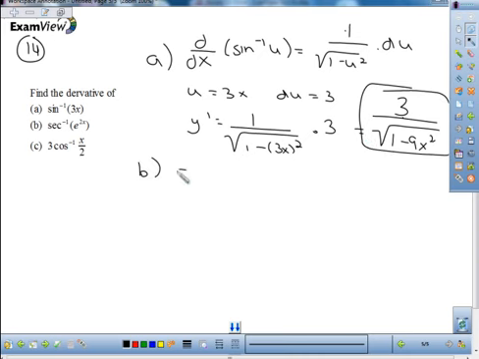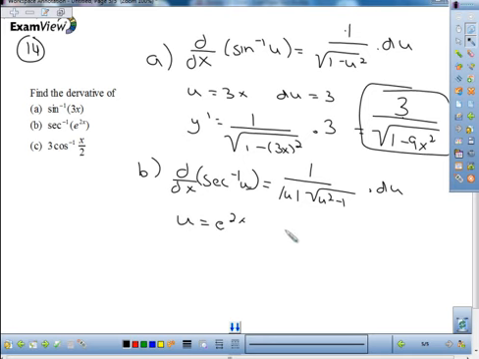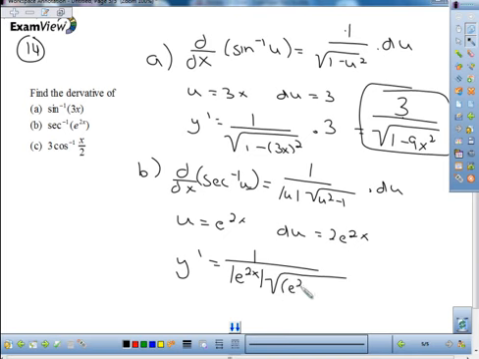For B, we need to remember that the derivative of secant inverse of u is 1 over the absolute value of u, square root of u squared minus 1, times the derivative of u. So u is e to the 2x. The derivative of u is 2 e to the 2x. So my derivative is going to be 1 over absolute value of e to the 2x, square root of e to the 2x squared minus 1, times 2 e to the 2x.